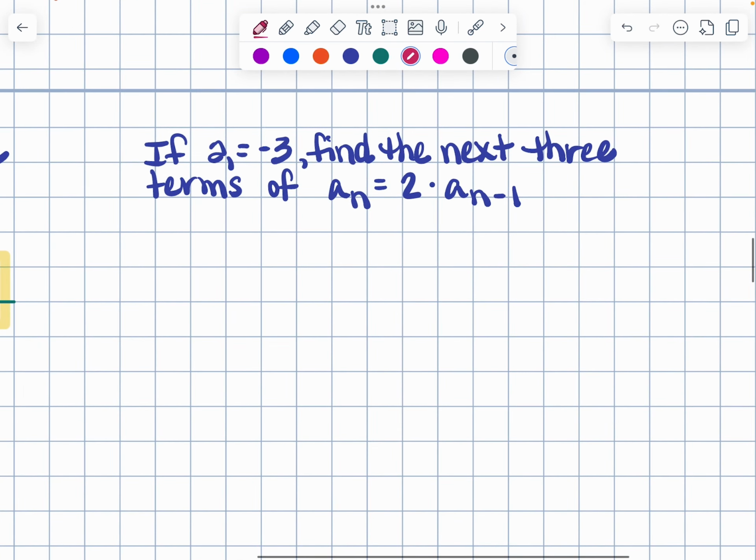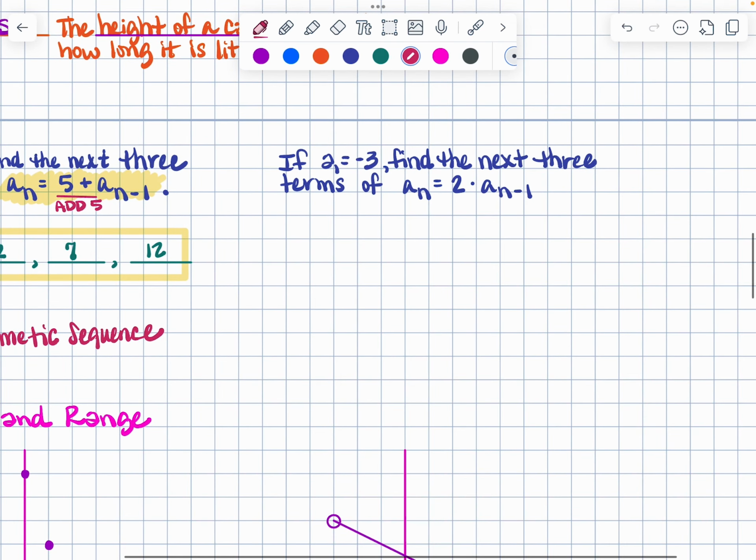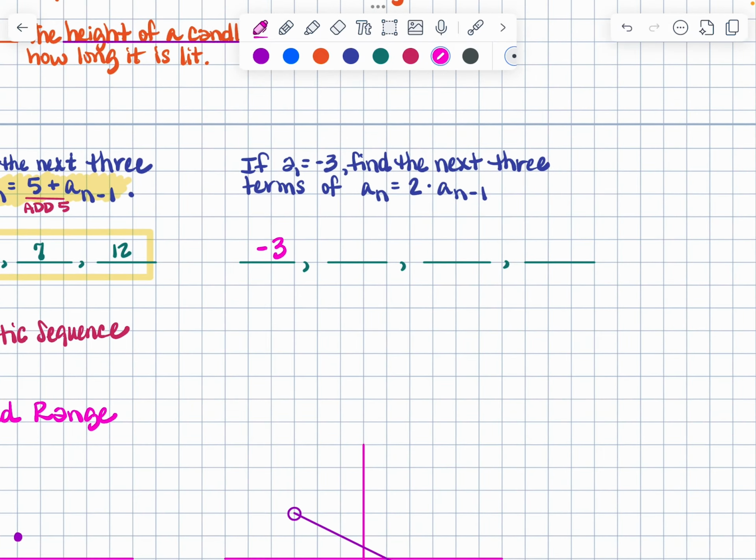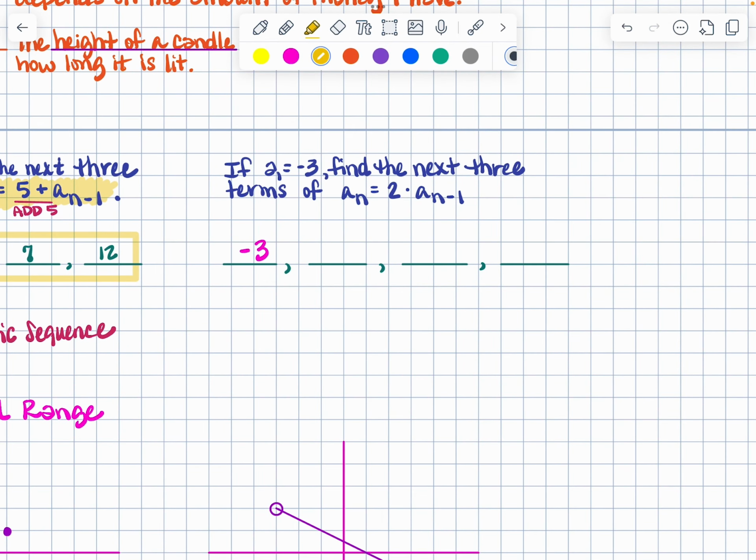Okay, all right. Over here on this next one, it's basically kind of the same thing, right? It's still a sequence, so it's still a list of numbers. So I'm just going to start by drawing some blanks, right? Now this one says if a sub 1 is -3, okay, same number, -3. It's a weird looking 3, let me fix that. There we go. All right, so we're also starting with -3, but then we need to go read his rule.